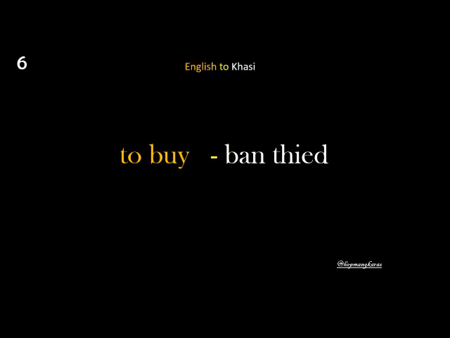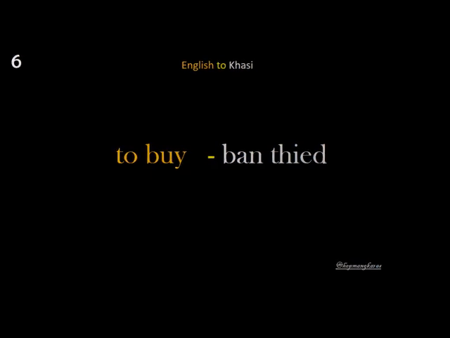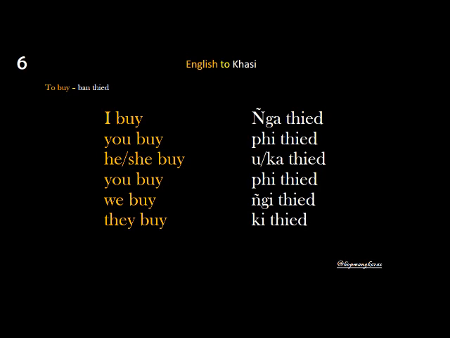Number 6. To buy. Ban thiệt. I buy, nga thiệt. You buy, pi thiệt. He or she buys, u thiệt, or ka thiệt. You buy, pi thiệt. We buy, ngi thiệt. They buy, ki thiệt.